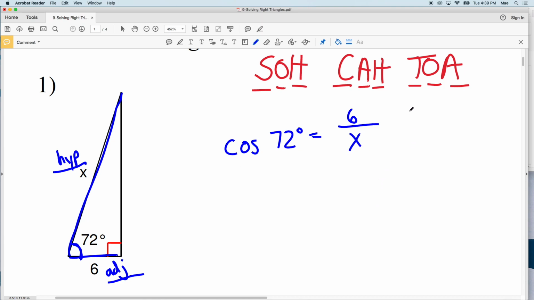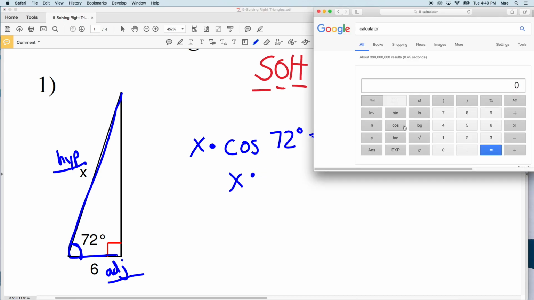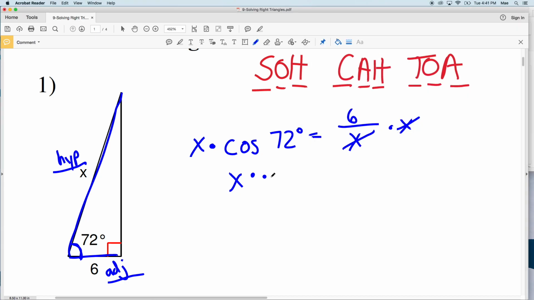Now we'll solve for x. We'll do that by multiplying x to both sides in order to get it out of the denominator. So we'll have x times the cosine of 72, which on our calculators, making sure our calculator is in degree mode, the cosine of 72 degrees is 0.309, and we'll round that to 0.31 since the 9 will round up. So x times 0.31 equals 6.